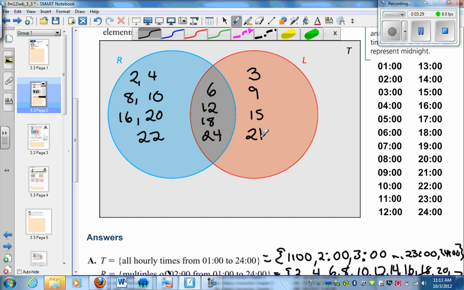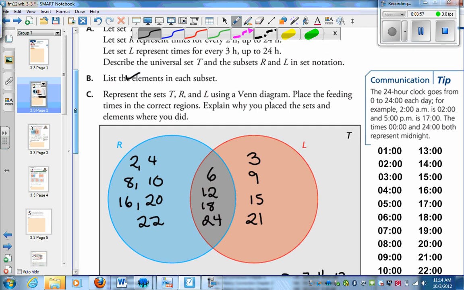Okay, and so the times when we're not feeding anyone are 1 o'clock, 5 o'clock, 7 o'clock, 11 o'clock, 13 o'clock. Seems funny to say those things, doesn't it? 17 o'clock, 19 o'clock, and 23 o'clock. Those are the ones that are not included. So every element is listed, and we show where those things are.